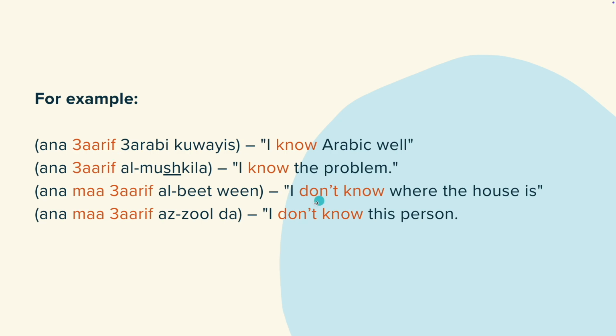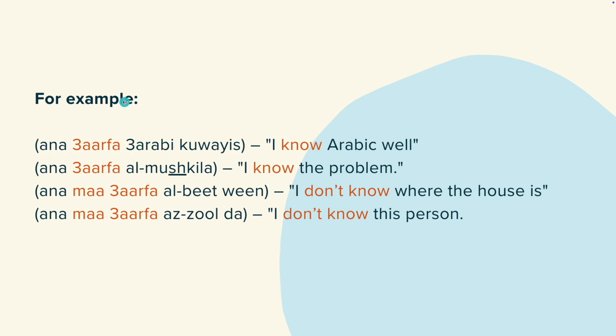Okay? And now if you want to say I don't know where the house is, just simply say أنا ما عارف البيت وين. Or if you want to say I don't know this person, just say أنا ما عارف الزول ده.